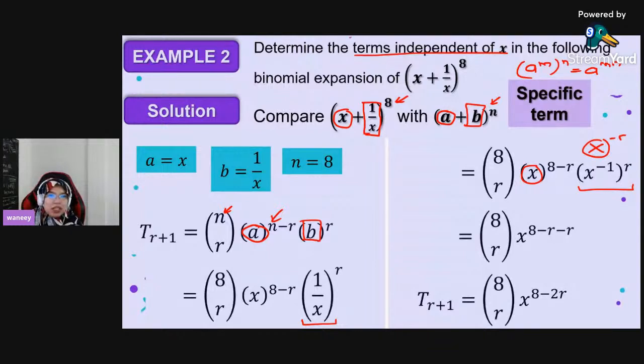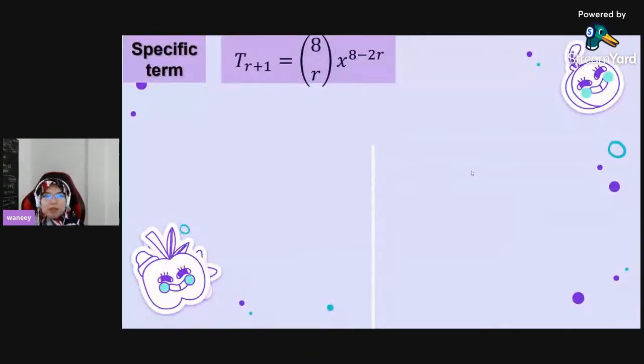Soalan dia lah sebelum kita go to the terms independent of x. Do make sure the general term is already in the simplest form. Mesti dalam bentuk yang paling simple. Okay, so now I want it to be independent of x. What do I mean by that?